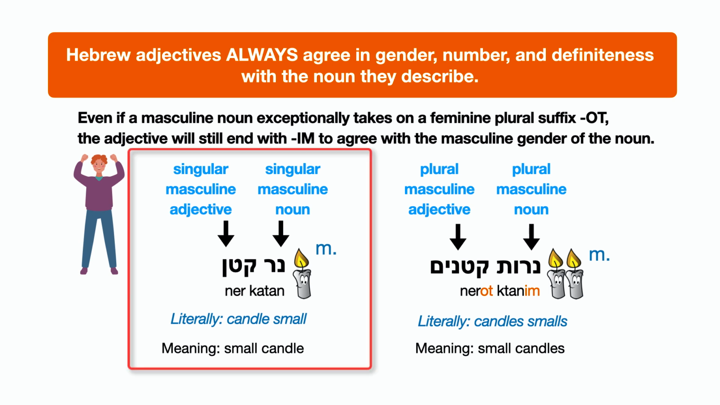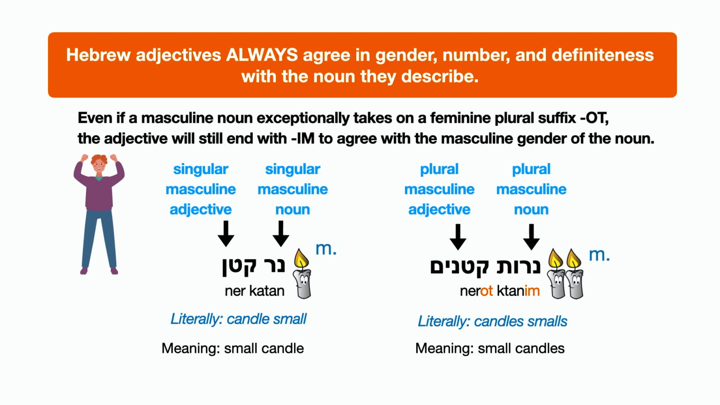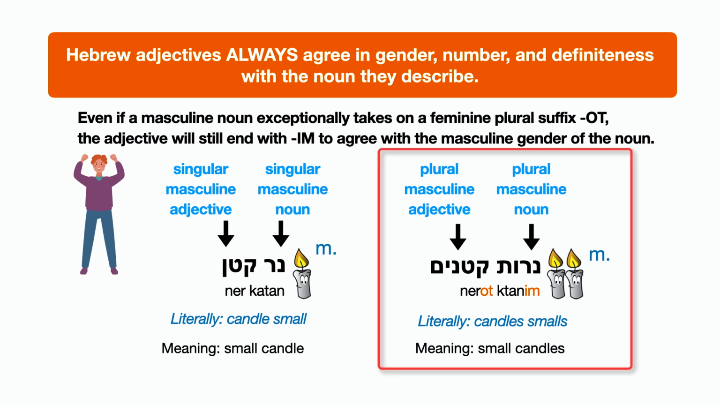So, ner is a masculine noun, right? So, to say small candle, we use the adjective katan. Katan is a masculine form of the adjective which means small. So, ner katan, okay, that means small candle. What if we want to say small candles? If we want to describe those two candles there and we want to say they are small.